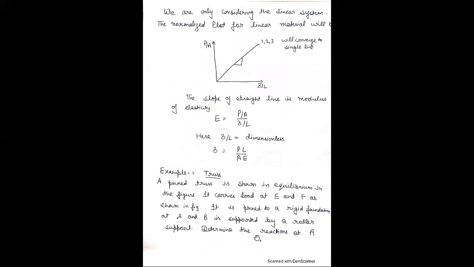Now we consider a linear system, that is, the normalized graph between deformation and load: P by A, pressure, that is force upon area, and deformation upon length. All three members converge to a single line, and the slope of the line is the modulus of elasticity, that is equal to P by A upon delta by L. Because this is length over length, this is a dimensionless quantity. Therefore, delta is equal to PL upon AE. This is the expression for deformation under uniaxial loading.